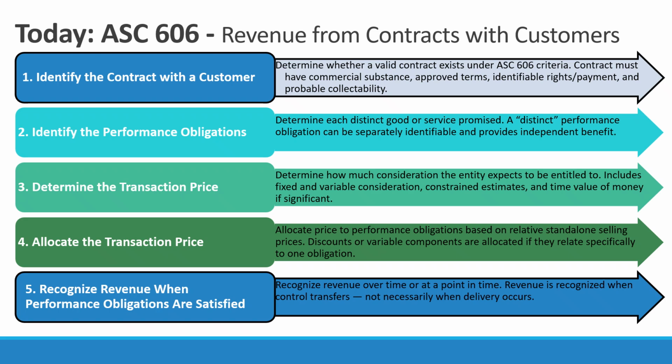Finally, in step 5, we recognize the revenue when the performance obligations are satisfied. If this five-step model sounds familiar, it should. ASC 606 took the base model SOP 97-2, removed the industry boundaries, and made it apply to everyone. So in a sense, every company is now treated like a software company because multiple element contracts are everywhere today.